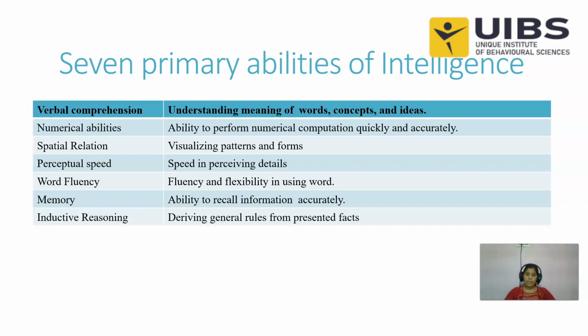These seven abilities or factors are independent. Independent means if someone has high level of verbal comprehension, it does not mean the person will have high level of numerical abilities. If someone's verbal comprehension is good, it is not necessary that their numerical abilities will also be good. Their numerical ability may or may not be good. Similarly, if someone's word fluency is very good, it does not mean their perceptual speed will also be very good. Their perceptual speed may or may not be good. So these factors are not related, they are independent.